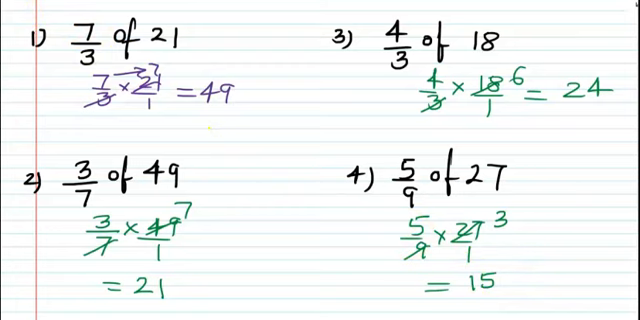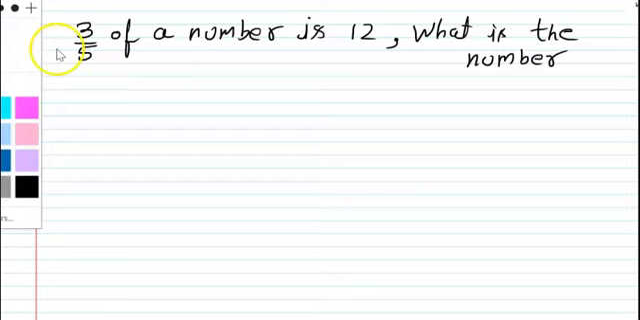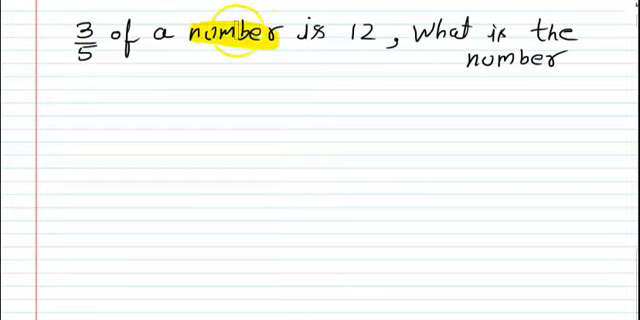Now let's see some different type of questions. Okay, so here's a question. 3/5 of a number is 12. What is the number? Can you tell me what is the number? Please try. Okay, so here is 3/5 of a number. First of all, we don't know what the number is, and this is what we need to find. Yeah, this is missing here.